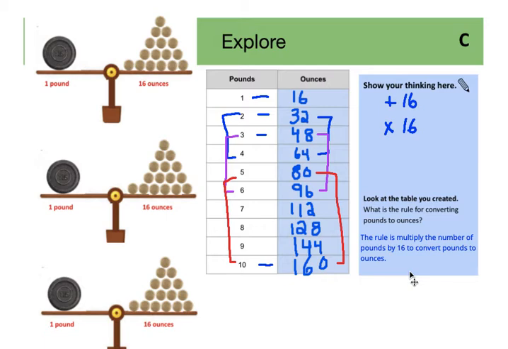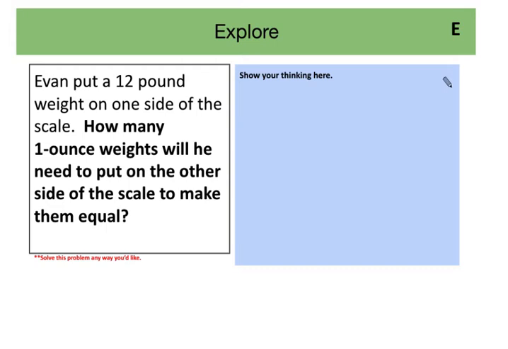All right, let's go ahead and take what we looked at in this slide C, and now try to answer this question here. It says, Evan put a 12-pound weight on one side of the scale. How many 1 ounce weights will he need to put on the other side of the scale to make them equal? So think back to the previous slides to kind of help you answer this question. When you're ready, you can go ahead and unpause.